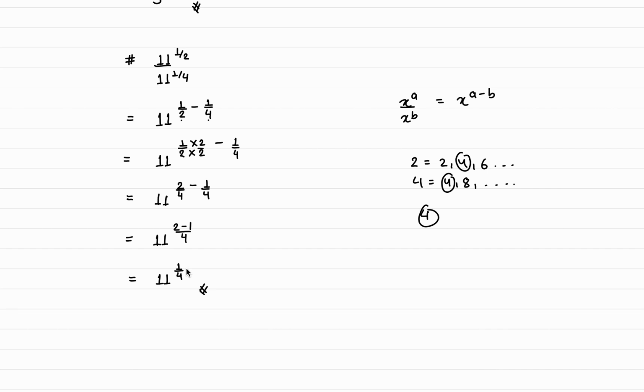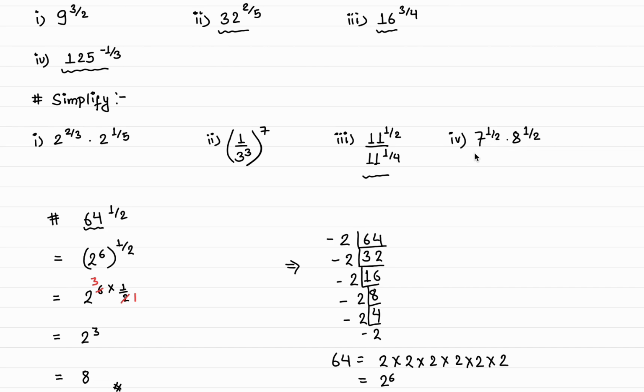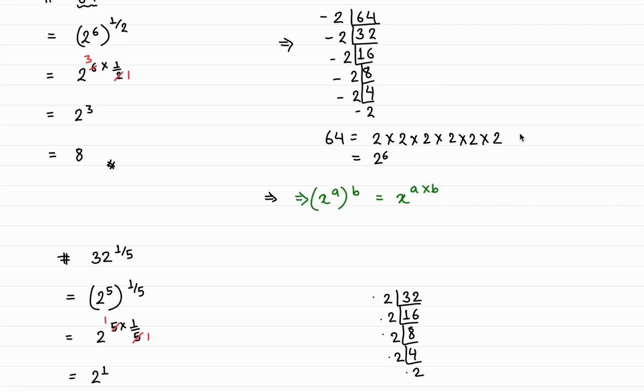Now we have our final question. This is relatively very easy compared to all the questions we have done. Let's see what it looks like. Our final question was 7 to the power 1 over 2 times 8 to the power 1 over 2. To do this, I just told you about a simple rule of exponents before. If you have something like x to the power a by y to the power a, you can write this as x by y to the power a.